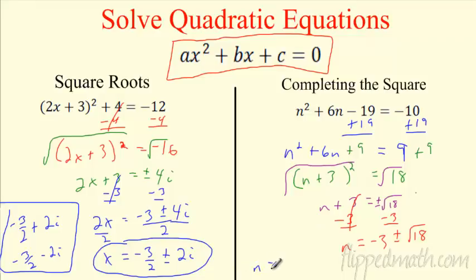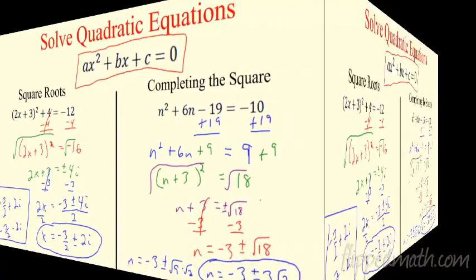Remember, the square root of 18 breaks down into the square root of 9 times the square root of 2. I kind of got ahead of myself earlier when I said that. And why do I do that? Well, that's because I know the square root of 9 is 3, so it's really this: negative 3 plus or minus 3 radical 2. Awesome. Very nice. So we can complete the square.